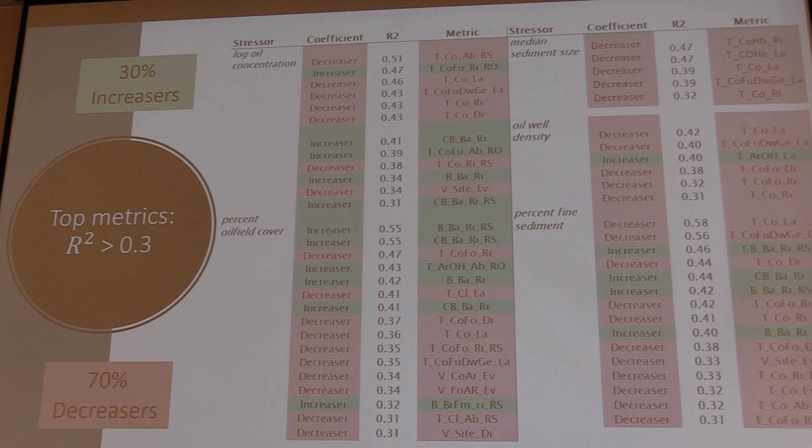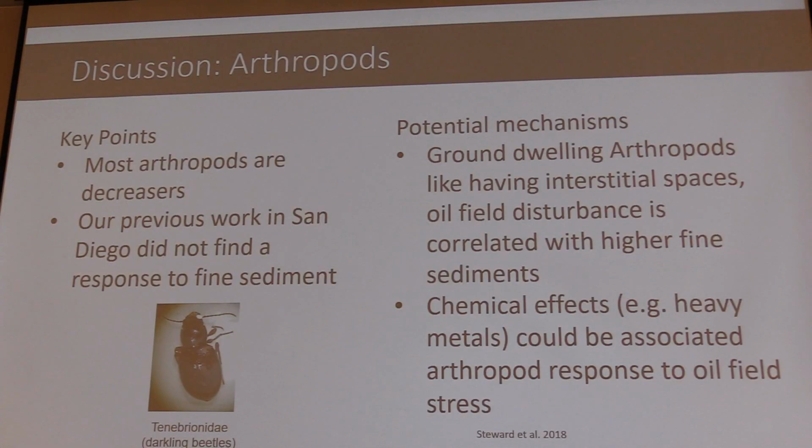In general, we took out all of our top metrics that had an R-squared greater than 0.3 and looked at those. We saw that there were 30% increasers, which were primarily dominated by moss, with a couple of arthropods like spiders mixed in there. And then we saw that about 70% of those were actually decreasers, and of those, they were dominated by beetles. So in general, most arthropods do tend to be decreasers with increasing oil field stress.